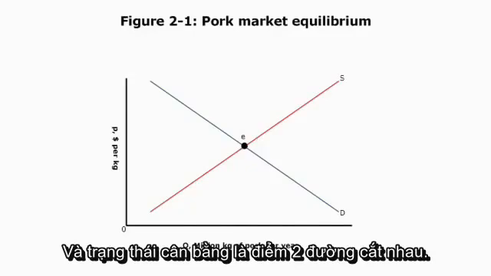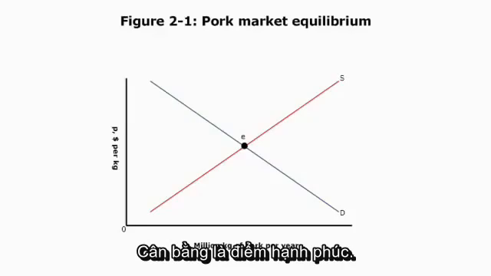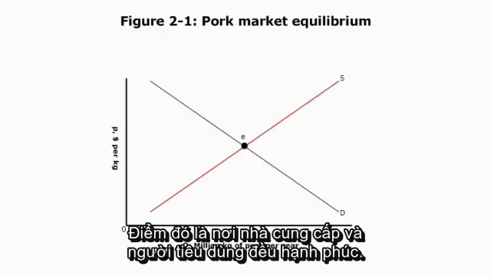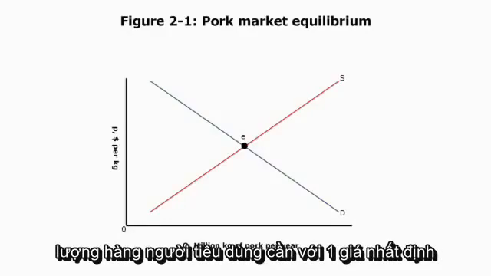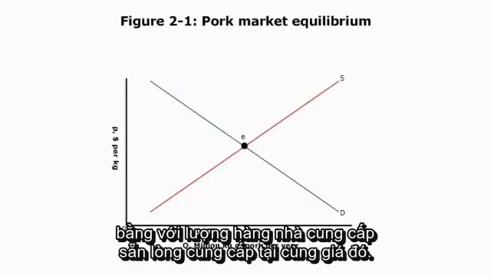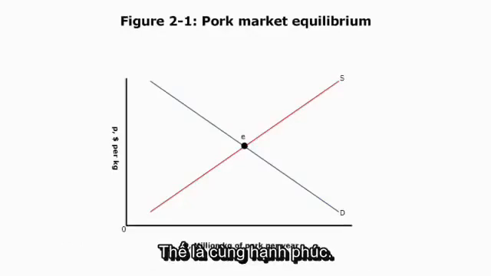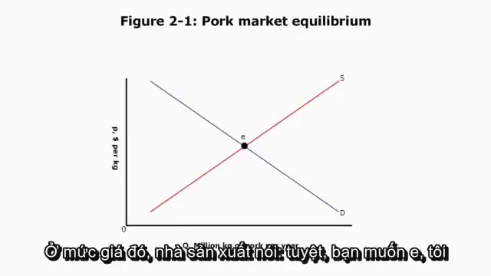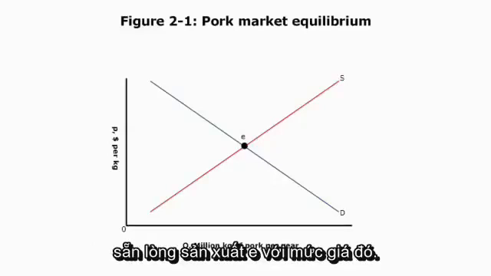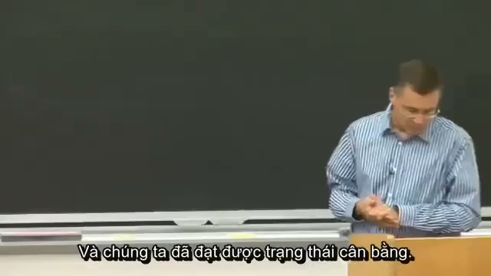And equilibrium is that point where supply equals demand. Equilibrium equals happiness. It's the point where suppliers and demanders are both happy. They're both happy because at a point such as E, the amount that consumers demand at that price is equal to the amount suppliers are willing to supply at that price. So they're jointly happy. You've reached a point where consumers want a certain amount at a certain price. At that price, producers say, great, you want E, I'm happy to produce E at that price. So we've reached equilibrium.